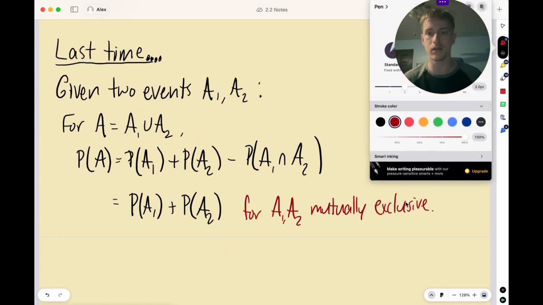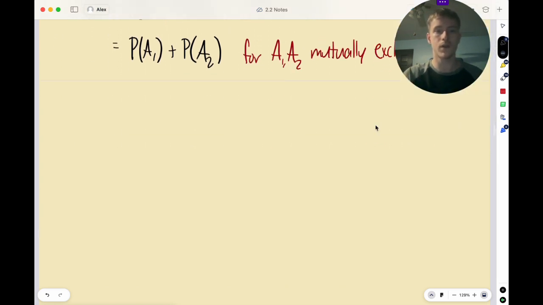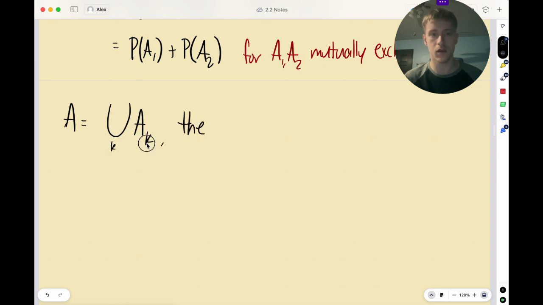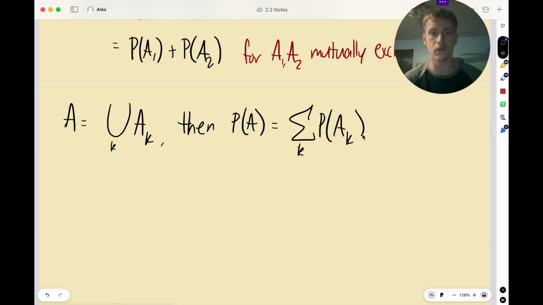And we also had that if A could be written as a larger union of sets, then the probability of A was the sum of all of them separately, provided they were all mutually exclusive. So really we had a summation over probabilities of A sub k, for A1, A2, all the way up until maybe some other event. They're all mutually exclusive.